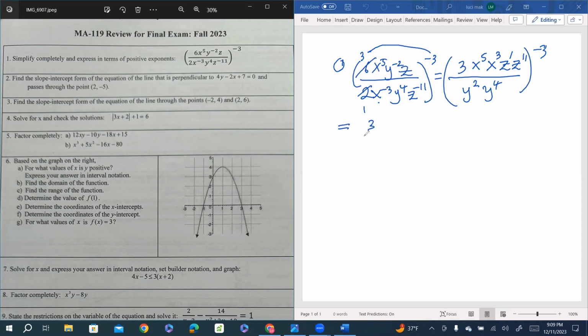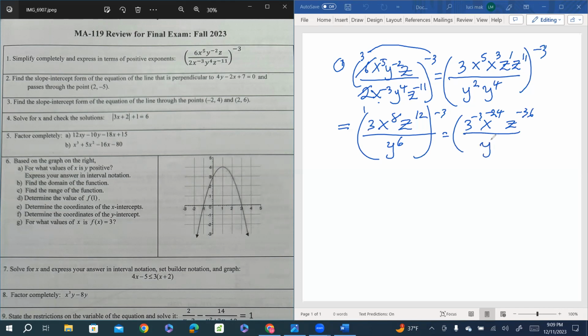Here we have a 3. X to the power of 5 and x to the power of 3 gives you x to the power of 8. Z to the power of 12. Y to the power of 6, all to the power of negative 3. Now let's distribute. The negative 3 is going to be 3 to the power of negative 3, x to the power of negative 24, z to the power of negative 36, divided by y to the power of negative 18. After distributing the negative 3 to all of them, including the 3, which has an exponent of 1.